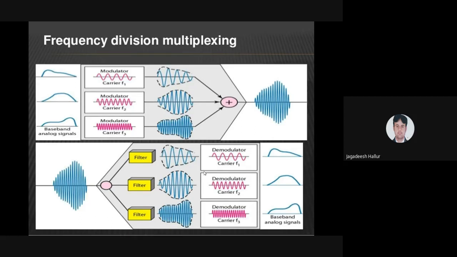What is the function of the demodulator? The demodulator function is to get the original signal back at the receiver end. Whatever input signal you have given at the transmitter side, the same output signal has to be received at the receiver side. So this has to be done in frequency division multiple access.